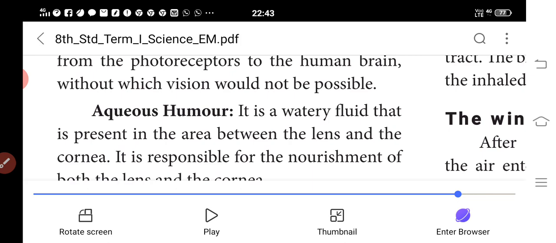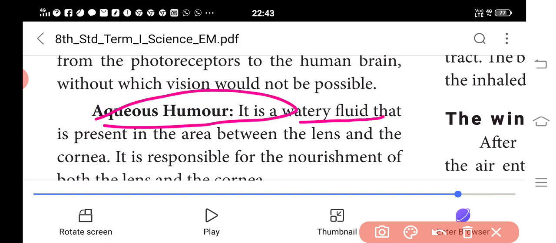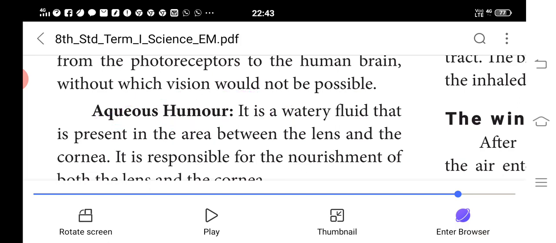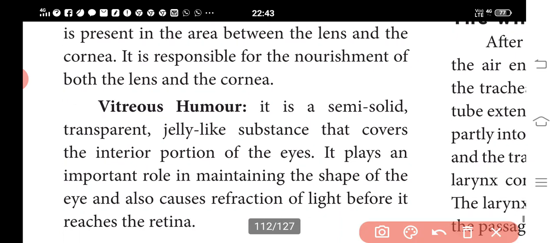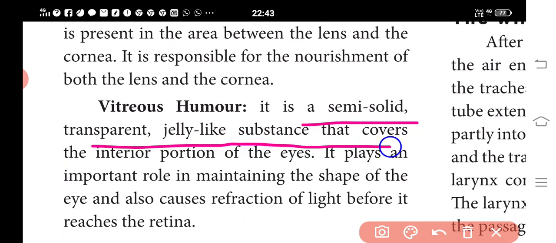The two chambers are filled with a watery fluid called the aqueous humor. The posterior compartment lies between the lens and the retina. It is filled with a semi-transparent, jelly-like substance called the vitreous humor, which helps to retain the spherical shape of the eye.